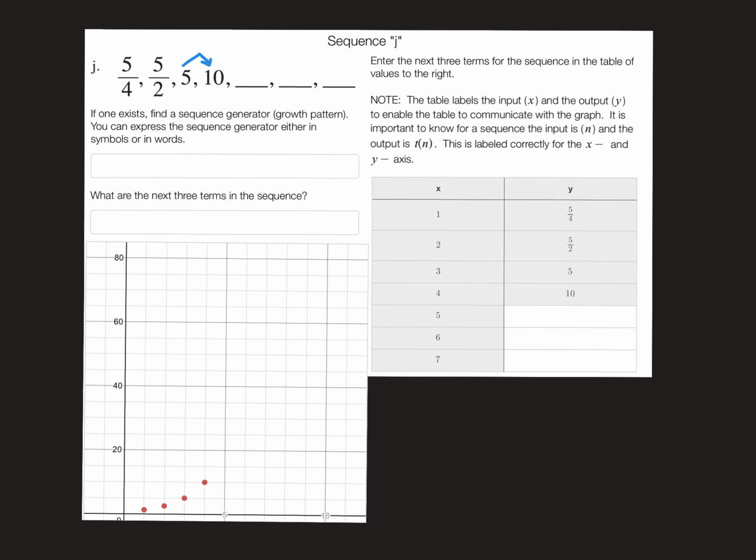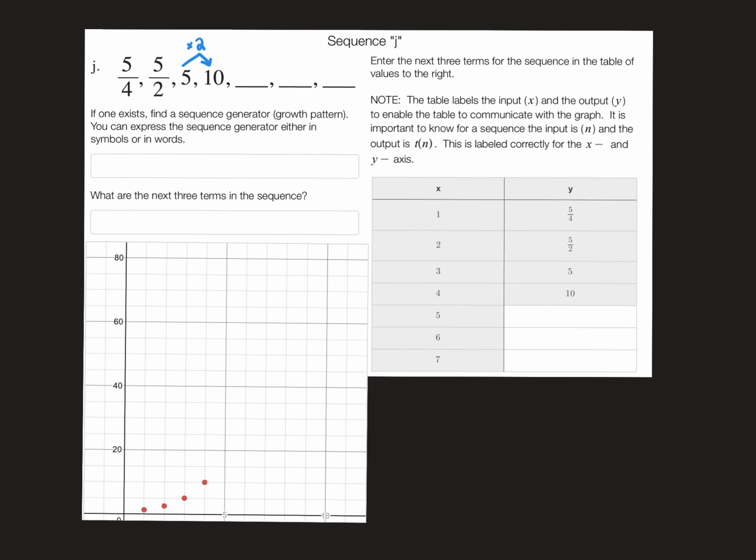So if I'm saying I'm adding 5, because I always start by checking addition, then that would mean that I'd have to be adding 5 to get from 5 halves to 5. And I hope you can see that's clearly not going to work. So then I look into my multiplication and division, and I ask myself, what would I multiply or divide 5 by to get 10? In that case, I would multiply by 2.